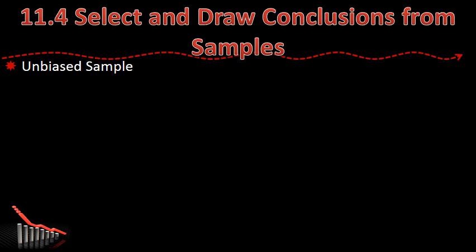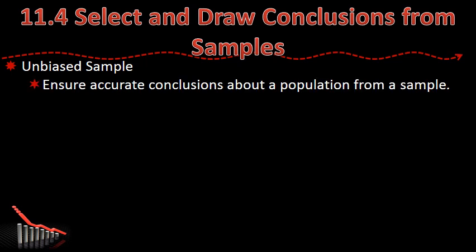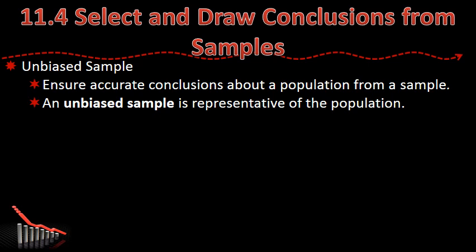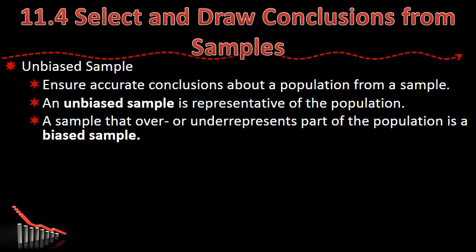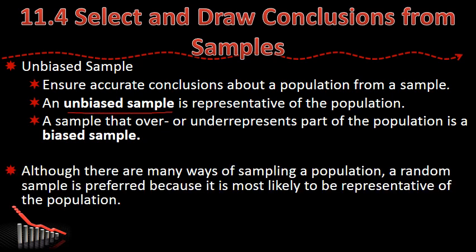Unbiased samples are what we want. We want that to ensure accurate conclusions about our population from our sample. An unbiased sample is representative of the population. However, a sample that over or underrepresents part of the population is biased, and we want unbiased. Although there are many ways of sampling a population, a random sample is preferred because it is most likely to be representative of the population and most likely to be unbiased.